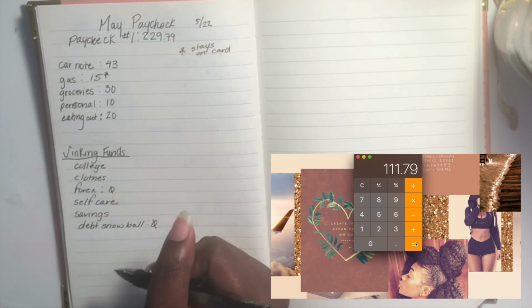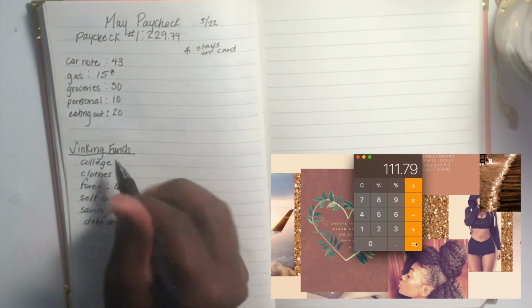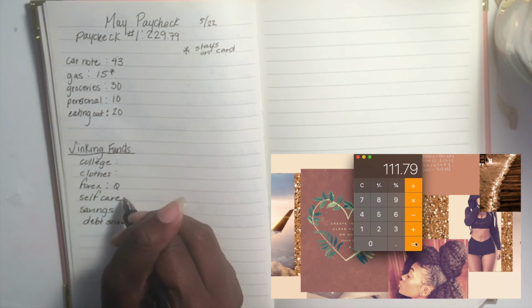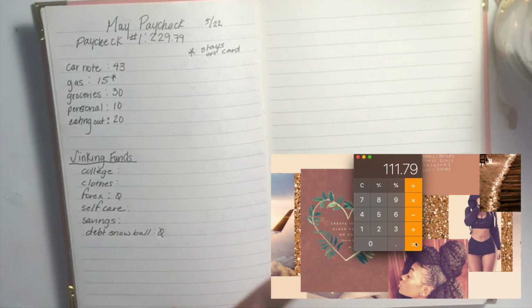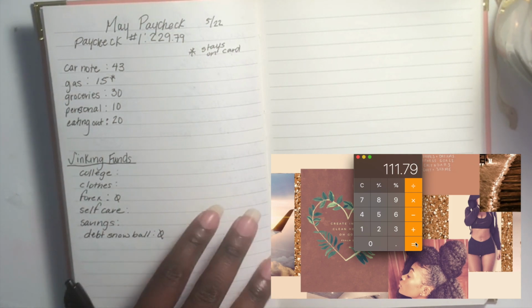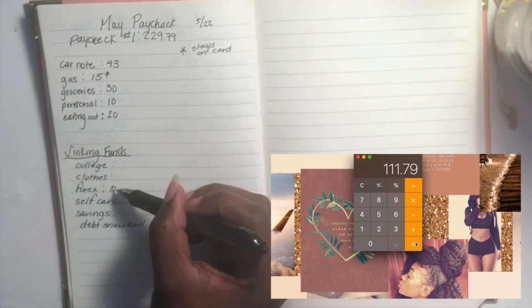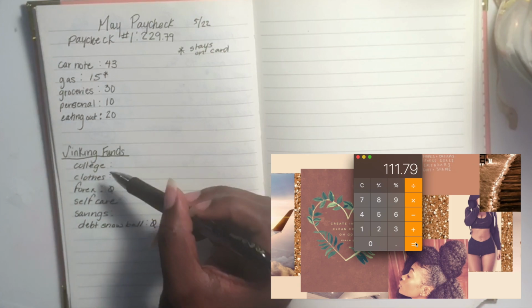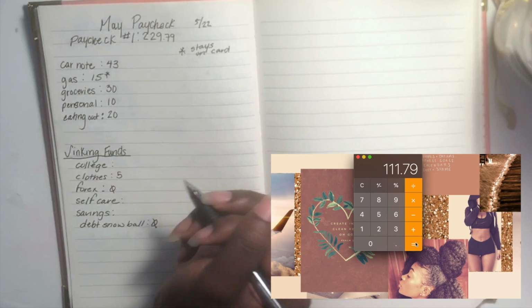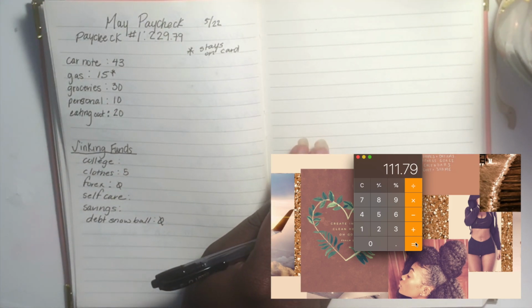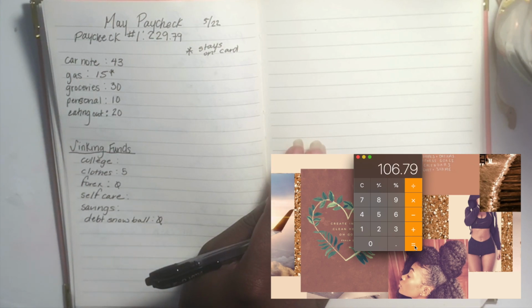And then next are my sinking funds, and this is where I kind of get to play around with, not play around with the money, but this is why I need to see how I'm gonna break everything down. I'm not doing Forex. Clothes, I'm only gonna do $5 because I don't really need clothes right now. 5.